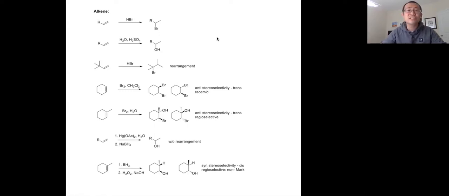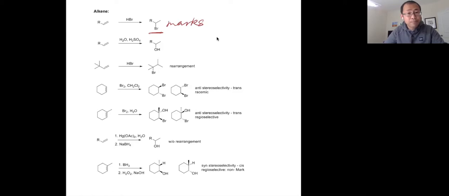I'm sorry, electrophilic addition reactions. Now, the very first electrophilic addition reaction is adding HBr to an alkene. And we know the reaction undergoes a carbocation intermediate. So the product is the Markovnikov product. The hydrogen is added to the less substituted carbon, the bromine is added to the more substituted carbon, and that's the Markovnikov product.